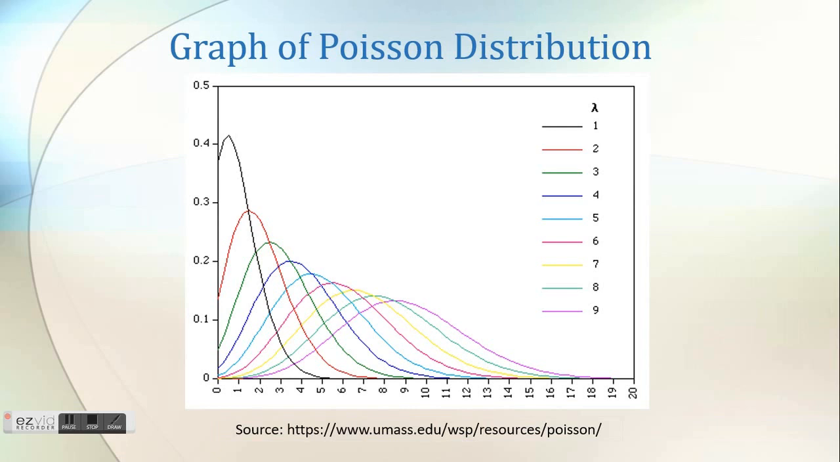This is the graph for lambda is equal to 1, and this is the graph for lambda is equal to 9. As you can see here, the graphs are positively skewed, that is skewed to the right, or in other words they have a tail to the right. However, as you can notice, as lambda increases, the graph becomes more and more symmetric.